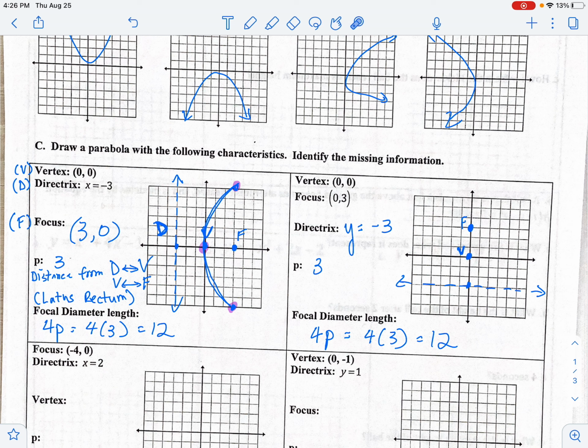So focal diameter always along the focus, and I'm going to count 12 spaces, 6 on each side. We want it to be even on both sides of this parabola. So 6 this way and 6 the other way. So those points that I got from the focal diameter and my vertex, those give us the 3 points that we need to create our parabola.